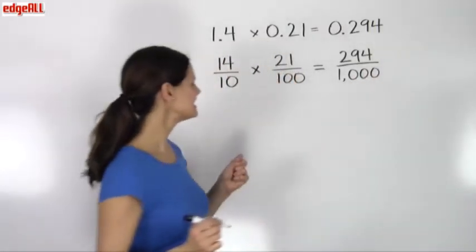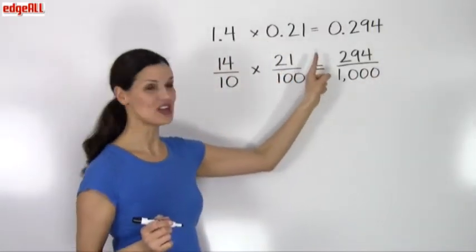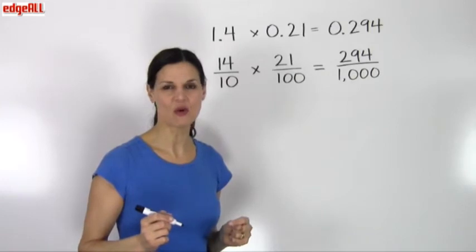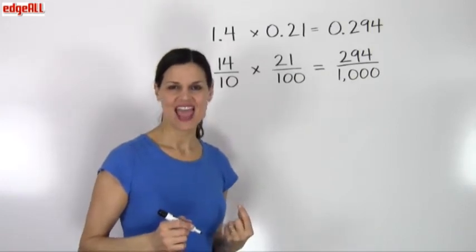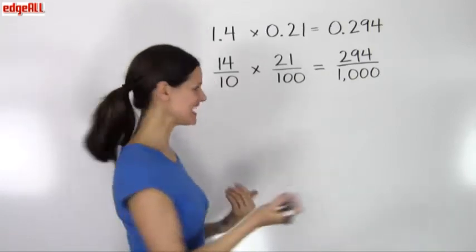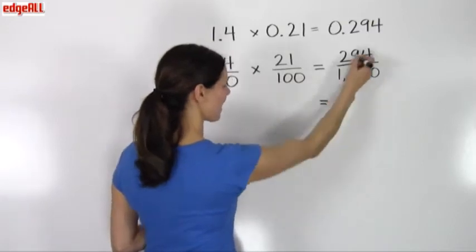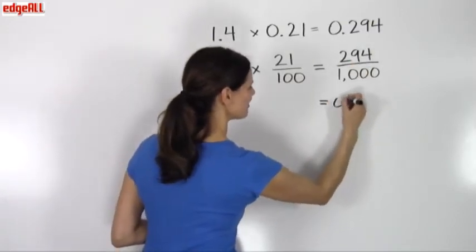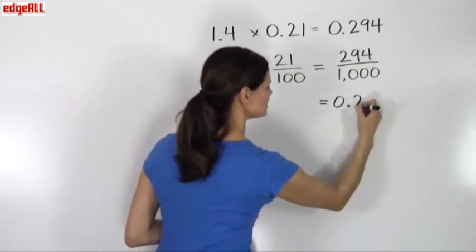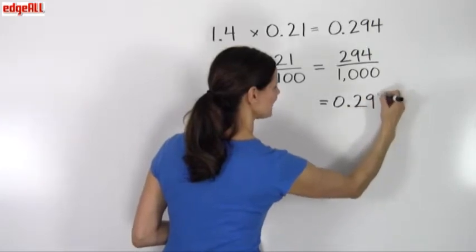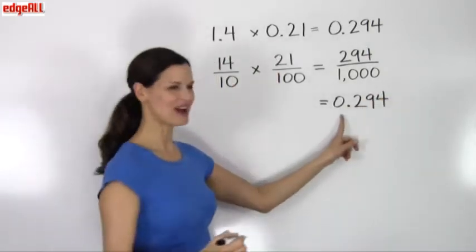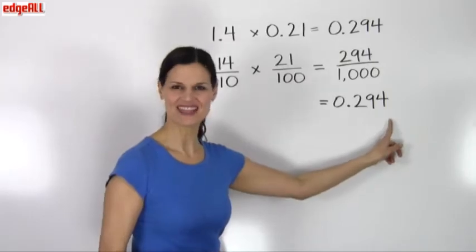So you can see that in this fraction I have 294 thousandths. And so written as a decimal, converting that from fractions to decimals, I would write this as 0.294, which is 294 thousandths.